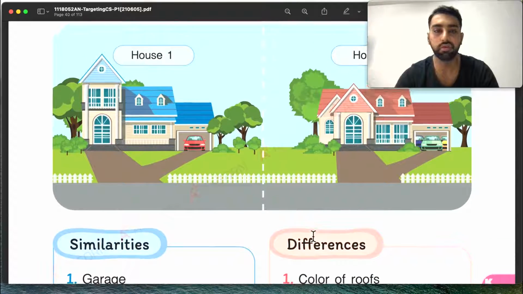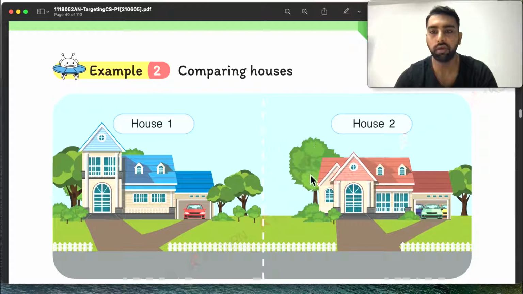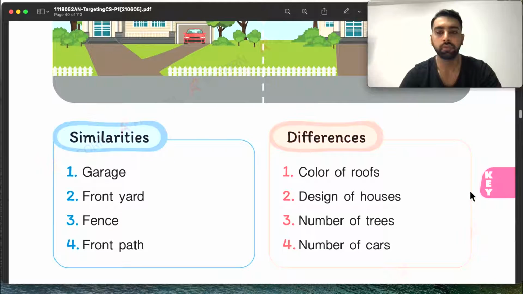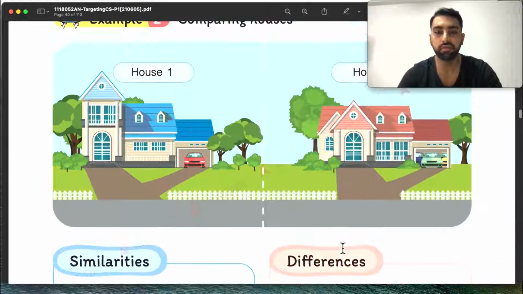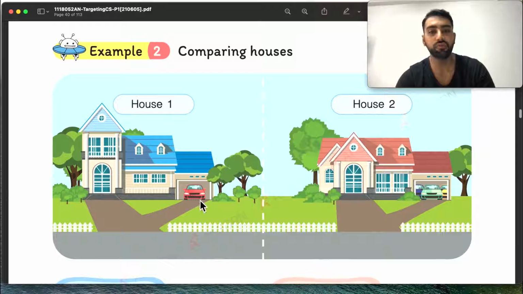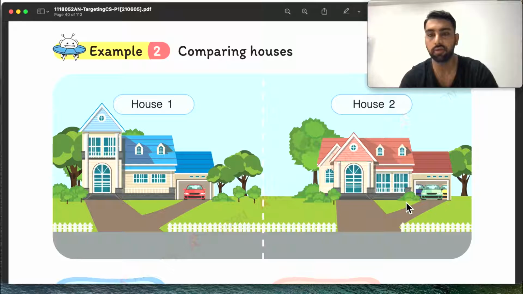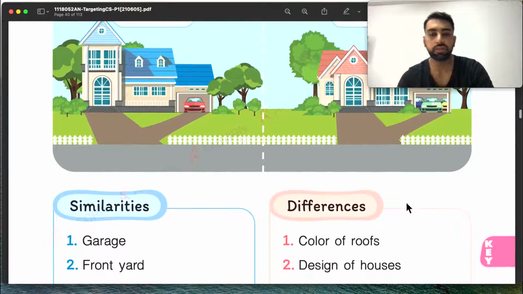Number 3, number of trees. How many trees does this house have? In this house, 1, 2 and 3 trees. In this house we have 1 and 2 trees. So they are not the same. Number 4, number of cars. House 1 has only 1 car. House 2 has 3 cars. 1, 2 and 3. All right, I hope you understood.